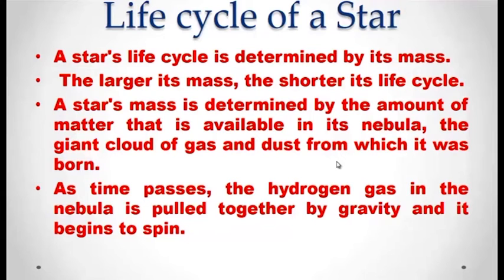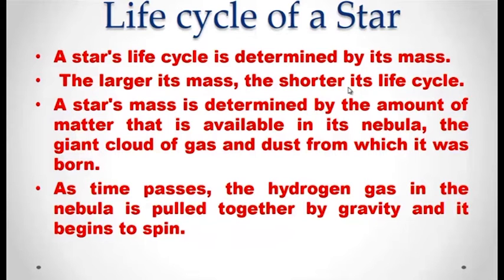Life cycle of a star. A star undergoes many life cycle stages, as humans undergo childhood, adulthood, middle age, and old age. Like that, humankind is classified based on age. So like that, stars are also classified based on their age and stage. A star's life cycle is determined by its mass. The larger its mass, the shorter its life cycle. That's the thing about the life cycle of a star.